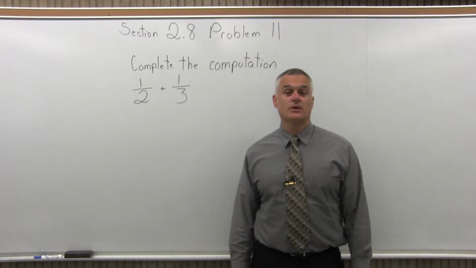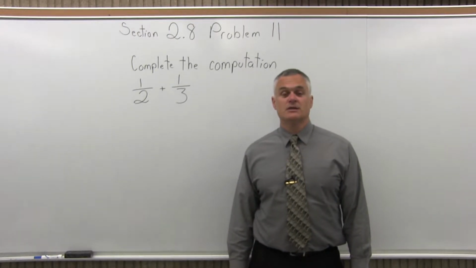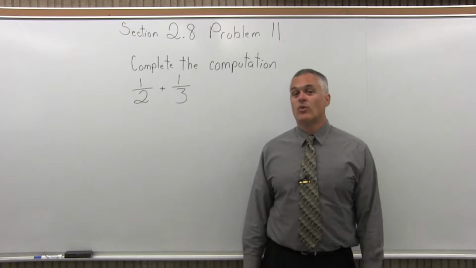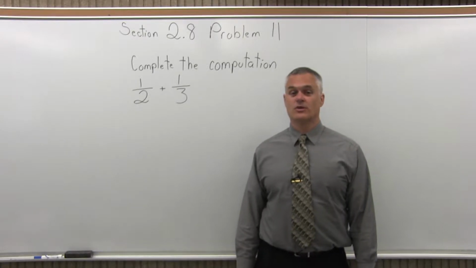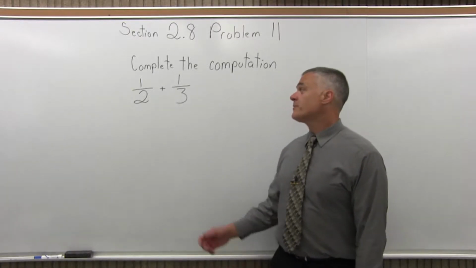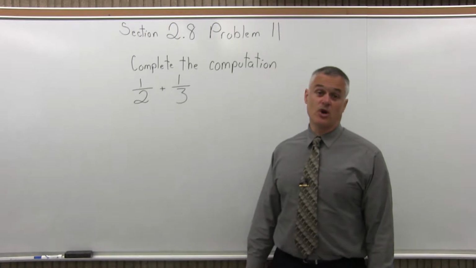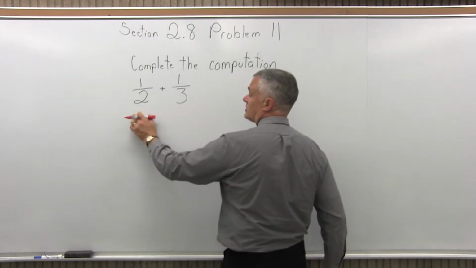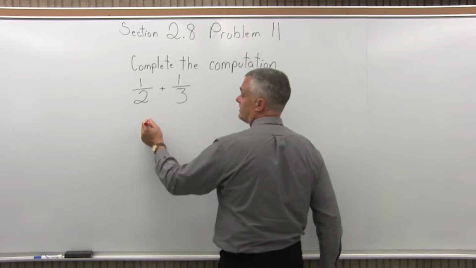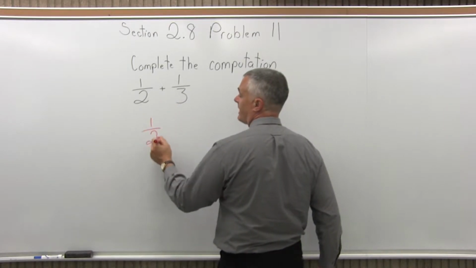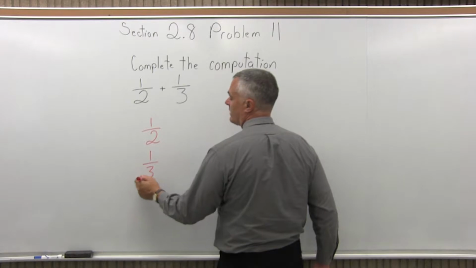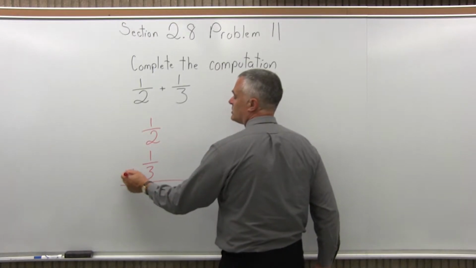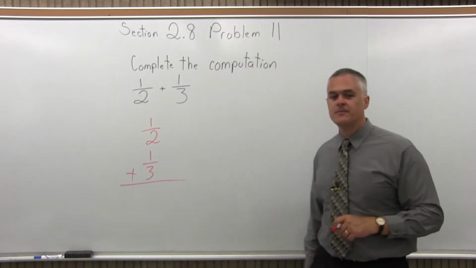This is Section 2.8, Problem number 11. It says complete the computation, and we have 1/2 plus 1/3. So what we have to do is find the common denominator for these two fractions. And it can be written going across horizontally the way the problem is originally written, but I prefer to write the problem up and down, or vertically. So I will rewrite it, 1/2 plus 1/3, just going up and down.